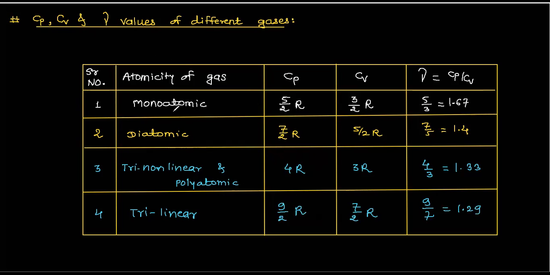So whenever you are solving a problem, this table is very useful for substituting either Cp, Cv or gamma values. So note down this table. Okay, next.